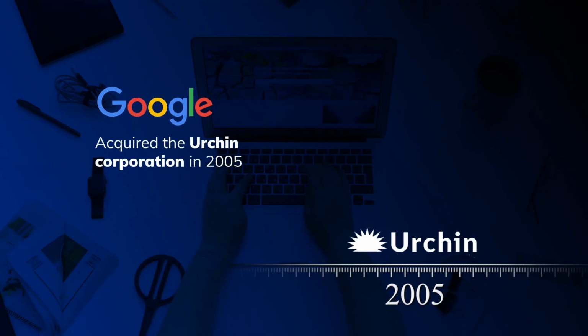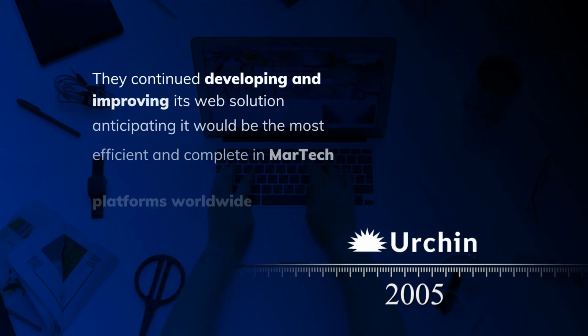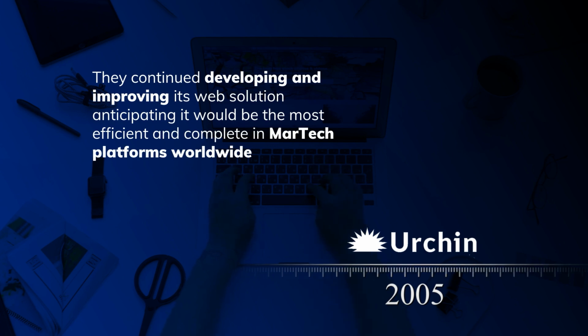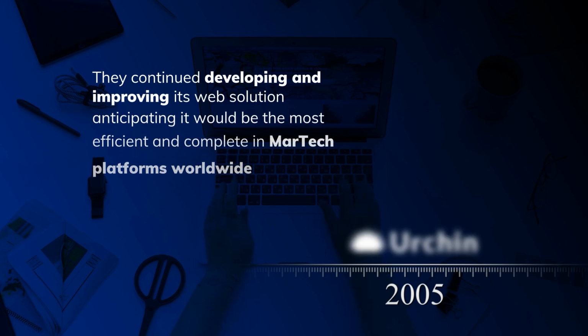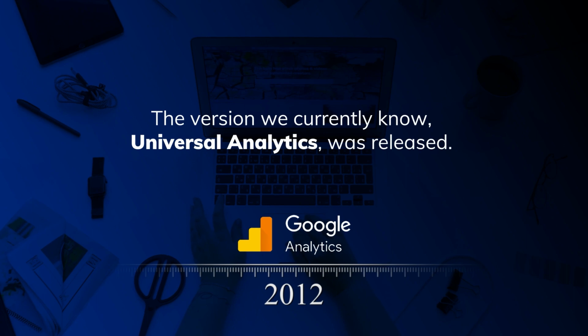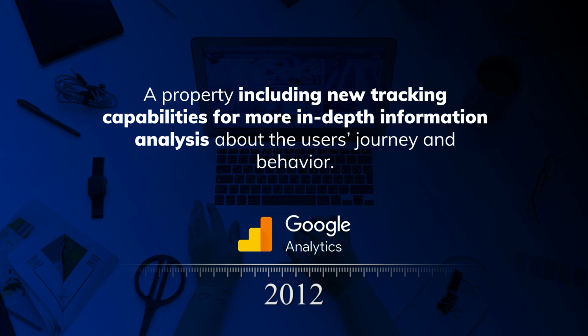Google acquired the Urchin Corporation in 2005, where they continued developing and improving its web solutions, anticipating it would be the most efficient and complete in MarTech platforms worldwide. In 2012, the version we currently know, Universal Analytics, was released, a property including new tracking capabilities for more in-depth information analysis about the user's journeys and behavior. Created with large enterprises in mind, one of the main differences in comparison with the previous versions was the incorporation of the user ID, allowing for tracking the same user across different devices and channels.